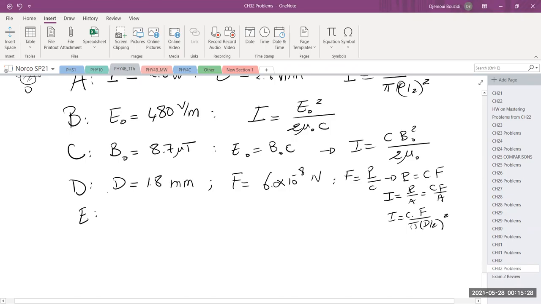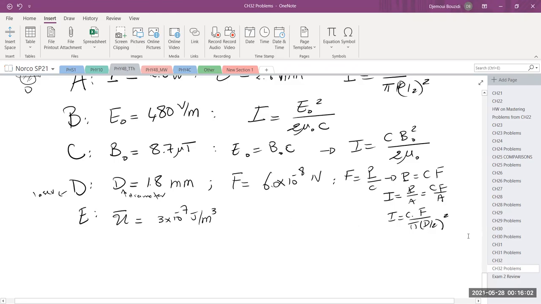This is laser d. I should have used a different symbol for the diameter. So this is the diameter. Do not confuse the two d's. And this is laser d, okay? Now for laser E, they gave me the average energy density in the beam. So they gave me U bar being equal to 3 times 10 to the negative 7 joules per cubic meter.